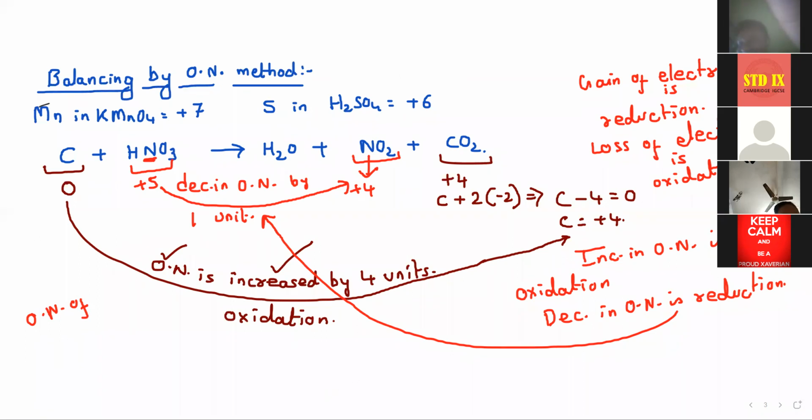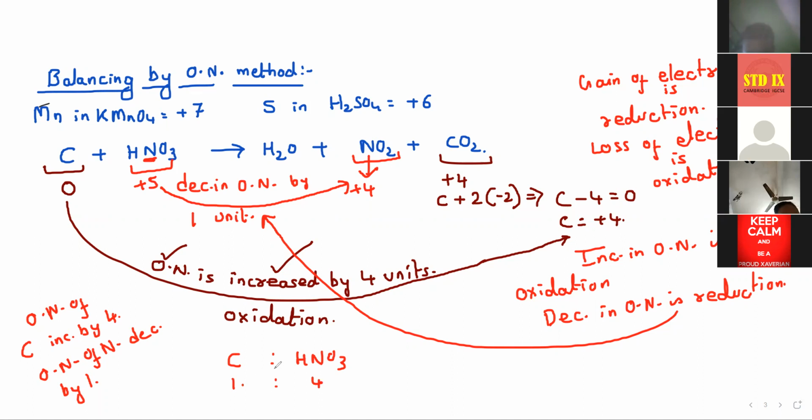Okay, so the oxidation number of carbon increased by 4. The oxidation number of nitrogen decreased by 1. Therefore, carbon and HNO3 should react in the ratio 1:4. They will be getting cross multiplied. So C and HNO3 will be reacting in the ratio 1:4.